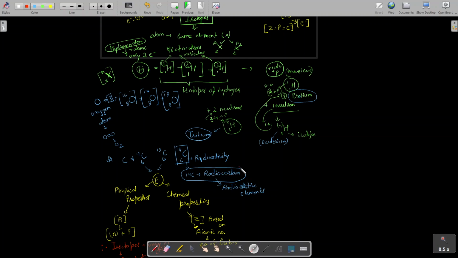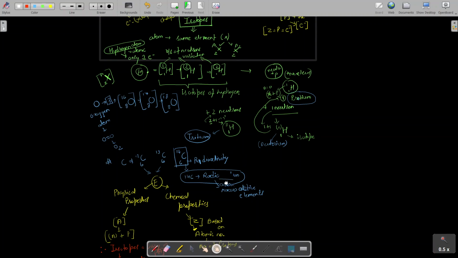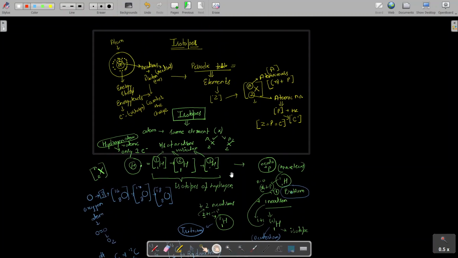So it's a clear description of isotopes, and you can take that concept into your subject. I'm just repeating that definition once again. Please write it down. Isotopes are the atoms of the same element having the same atomic number but different mass number. Okay, thank you.